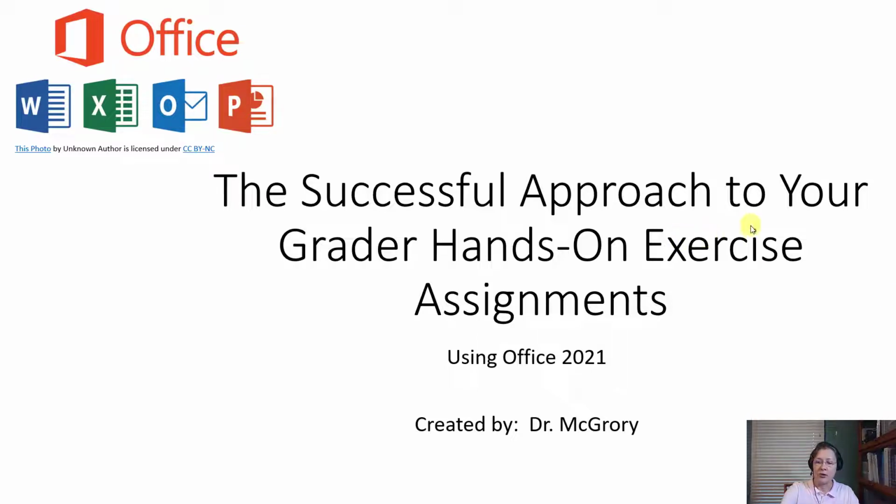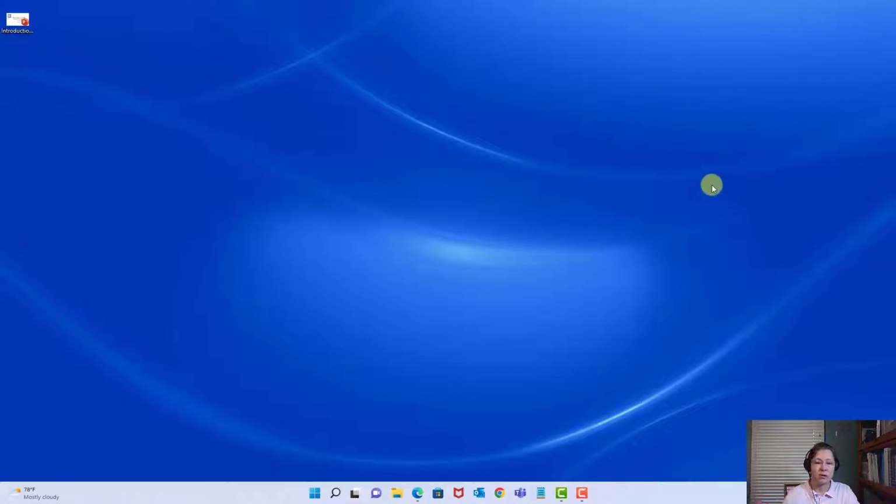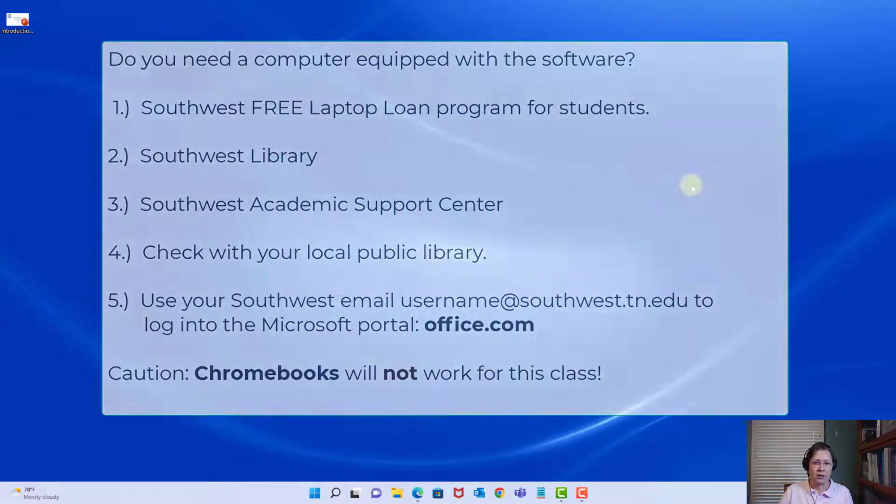Now, the first thing that I'm going to do, let me close out of this, is I'm looking at my desktop and I'm using a Windows operating system, Windows 11, but there are alternate instructions in your book and in your study of the file management chapter that deal with Macintosh operating systems. If you have a Chromebook, I need to again emphasize that that will not work.